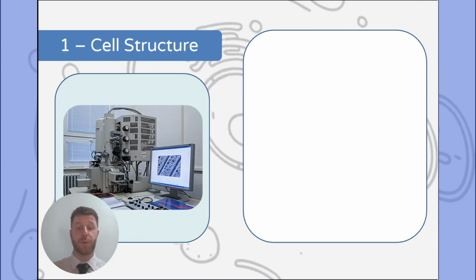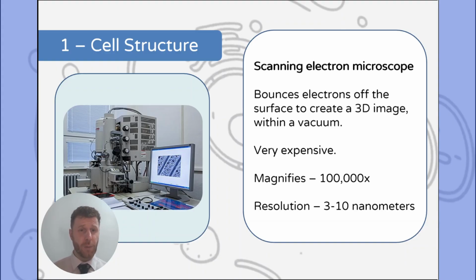Last but not least, we have our scanning electron microscope. It works in a similar way in that it uses electrons to identify the specimen, but instead of passing the electrons through the specimen, it actually bounces the electrons off of the outside. Those electrons are picked up by a large computer, and that then puts together a 3D image. Again, those cells or structures that you're looking at within the microscope must be vacuumed, so they'll be non-living.